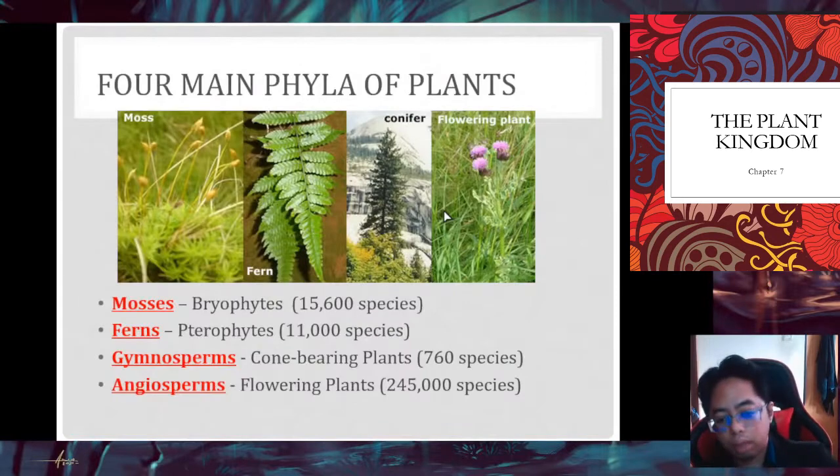Okay. So there are 4 main phyla of plants. There are mosses, ferns, gymnosperms, and angiosperms. Okay. Mosses are called bryophytes, 15,000 species. Ferns are pterophytes, you already know.